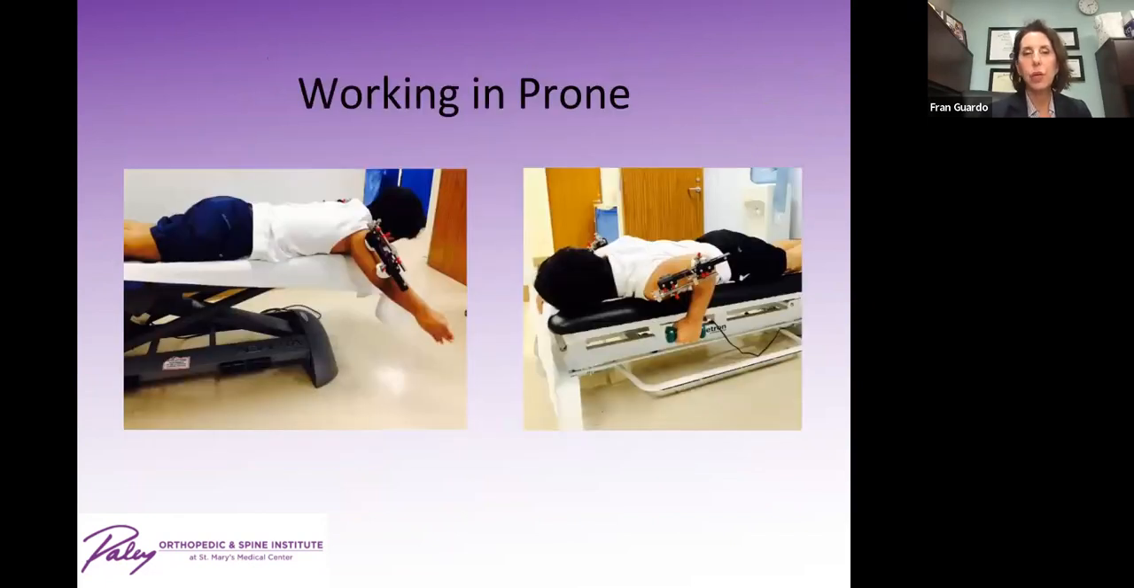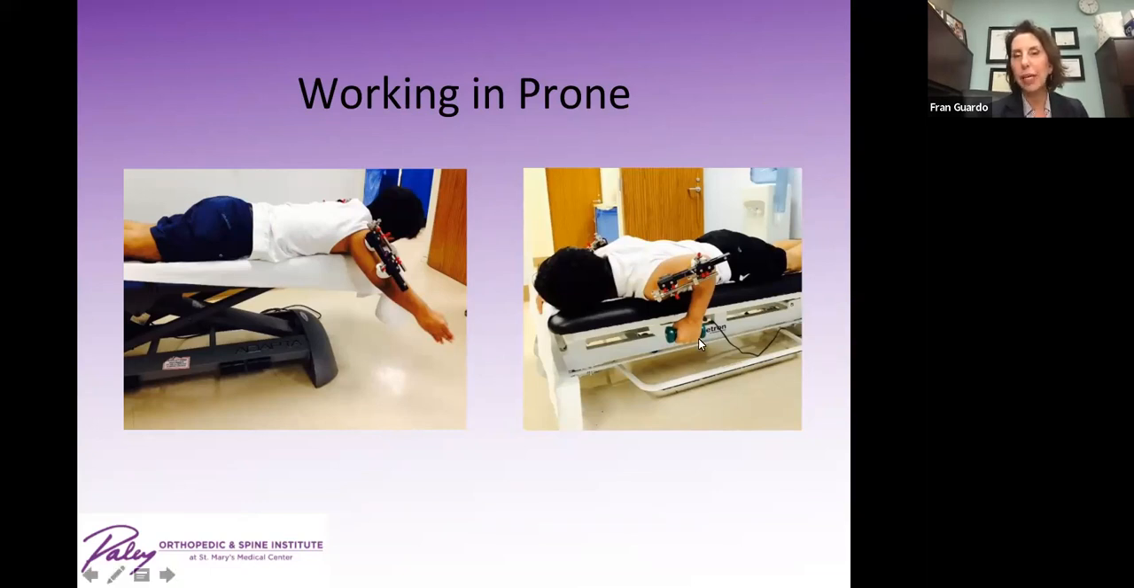You can also work in prone so that you're keeping the posterior muscles nice and strong, and again, so that they can support the fixators and maintain their body through the lengthening with good posture.